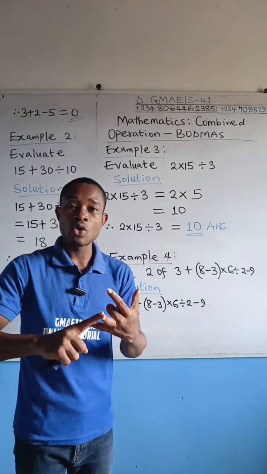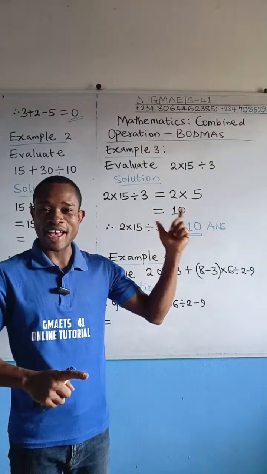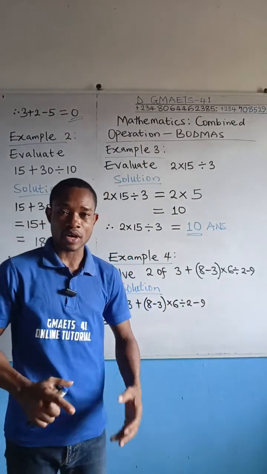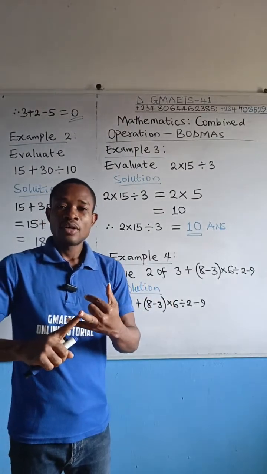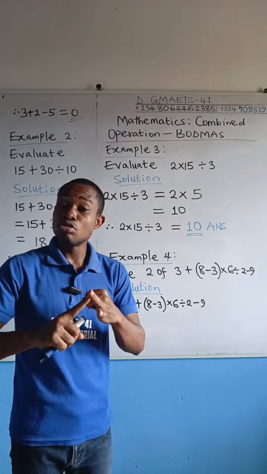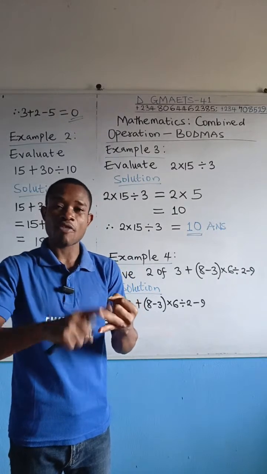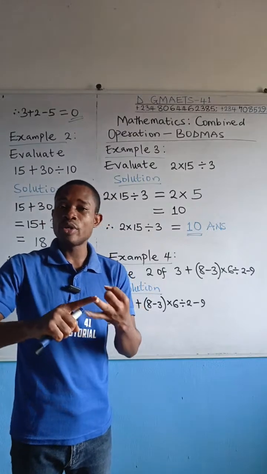O for Of. It's just OF. That is the second thing you deal with after brackets. If you don't see brackets and you see Of, Of will be the first thing you deal with. Now after brackets, you deal with O, Of.